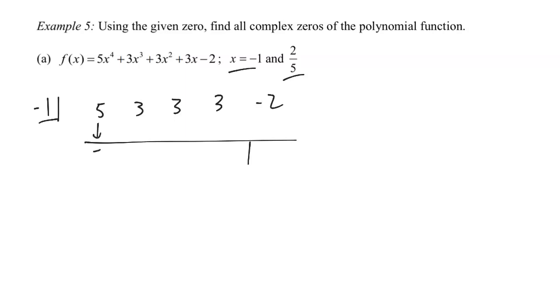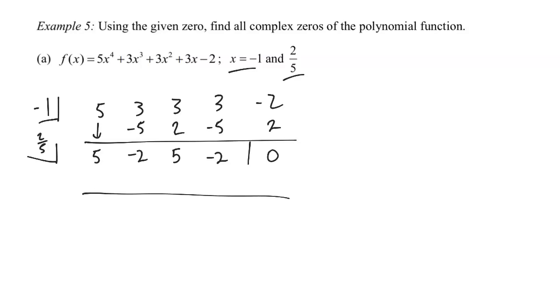So I'm going to drop down the 5, and then multiply 5 times -1, which is -5, and then add, which gives me -2, multiply again times -1, which will give me +2, and add to 3, which gives me 5. 5 times -1 will be -5, plus 3 is -2, and then multiply again by -1, which is going to give me 2, which gives me the correct remainder, and so that's how I know that I did it correctly. Okay, now from that line, I'm going to synthetic divide again by 2/5.